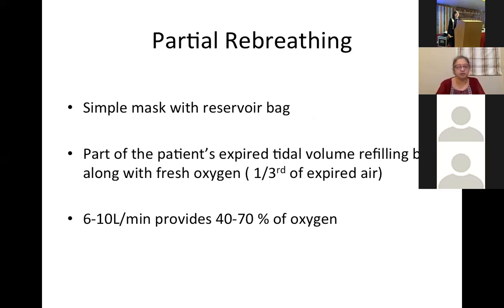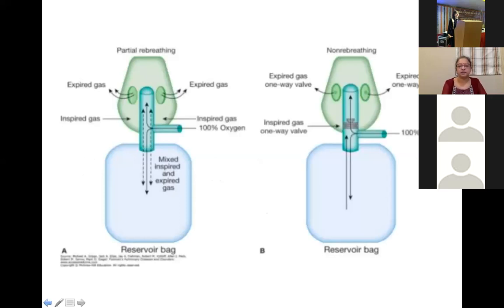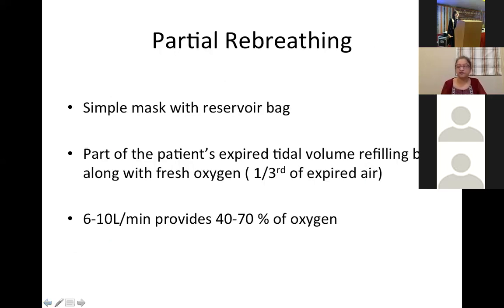A partial rebreathing mask is a simple mask with a reservoir bag. And here there are no valves. There is just a bag which is attached to a face mask, and part of the patient's expired tidal volume refills the bag. So the patient inhales 1/3 of his expired air and 2/3 of the fresh air. The two together form a combination. So those who are requiring 6 to 10 liters per minute, it can provide up to 40 to 70% of oxygen. And where it can give more than what a simple face mask can.